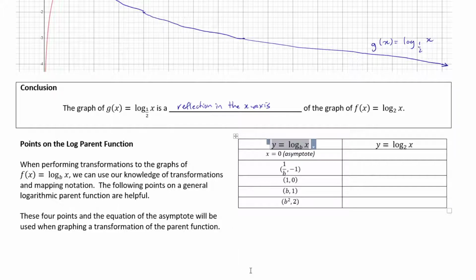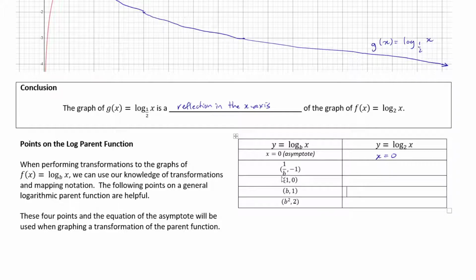And as you may recall from the first lesson, the logarithmic function is just the inverse of the exponential function. So you input a value of x, and it returns the exponent on b that causes that value of x. So here are the 4 points plus the asymptote on this parent function. Let's take a look at what they would be on a function with base 2. So again, the asymptote wouldn't change. The asymptote there would simply just be x is equal to 0.